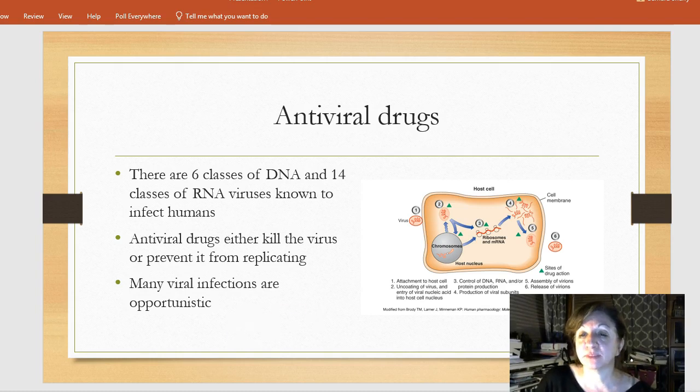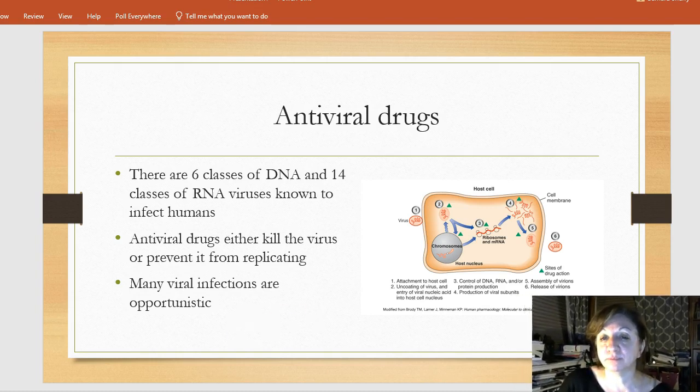So you can see some of the sites of action here. They attach to the host cell, they uncoat the virus and enter into the nucleic acid of the host cell nucleus. They control either the DNA, the RNA, or both.